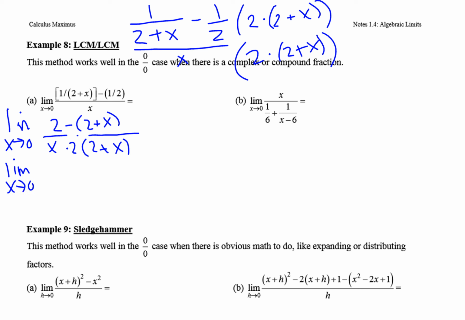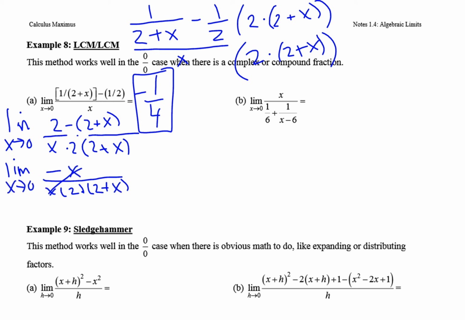2 minus 2 minus x. Here we have this 2 plus x. Now plug in our 0. Negative 1 over 2 times 2 plus 0, or 2 times 2. Which one isn't so bad? A little bit of space.